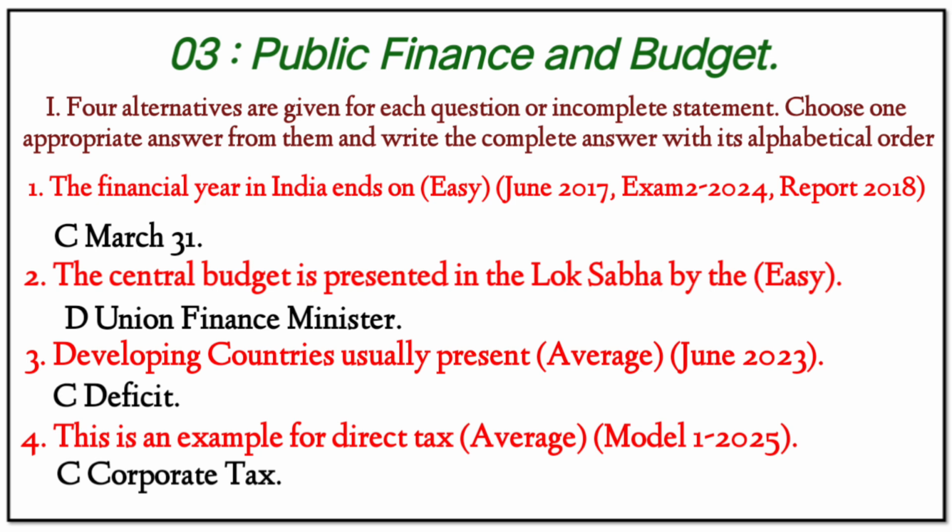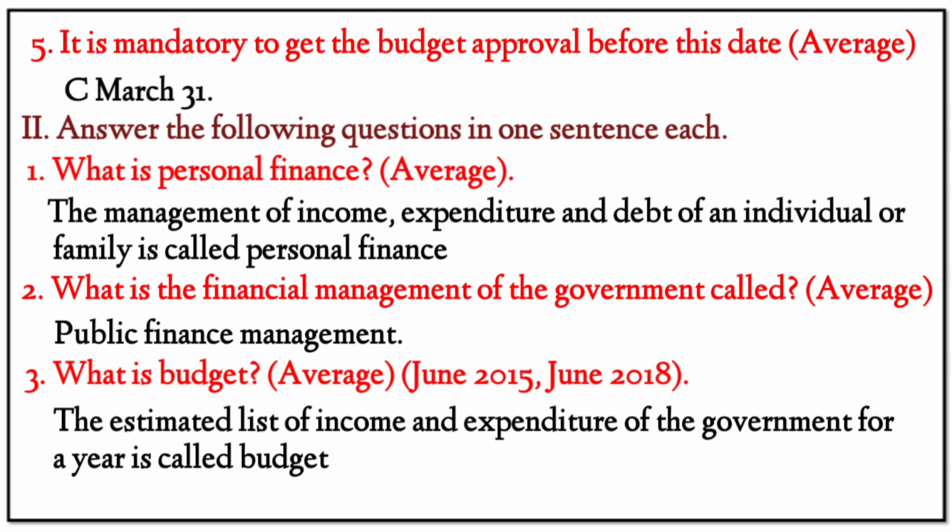Next, 4. This is an example of a direct tax. The right option is C, corporate tax. 5. It is mandatory to get the budget approval before this date. The right option is C, March 31st. Next, second, answer the following questions in one sentence each. First, what is personal finance?